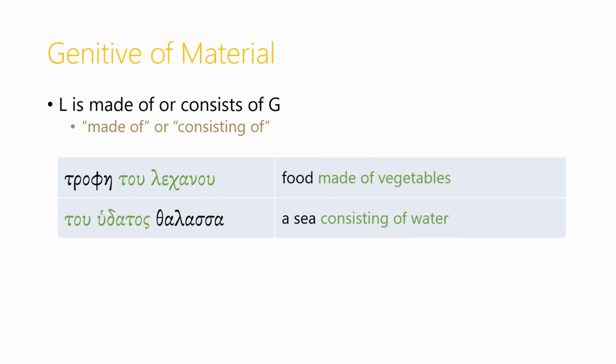With a genitive of material, the lead noun is made of or consists of the genitive noun. So we can translate this with made of or consisting of. Trophe tu lechanu may mean food made of vegetables, tu lechanu. Tu hudatos thalassa can mean a sea consisting of water, tu hudatos.